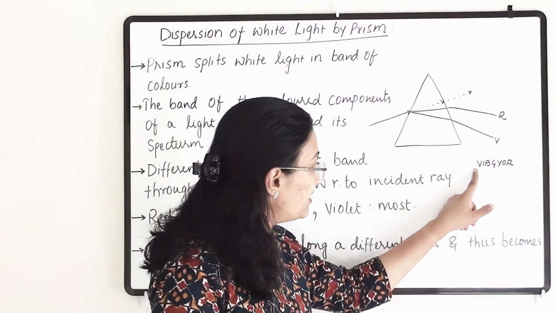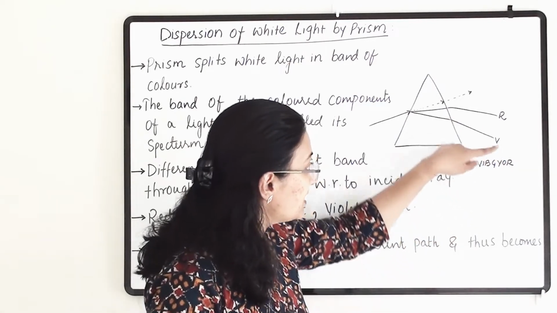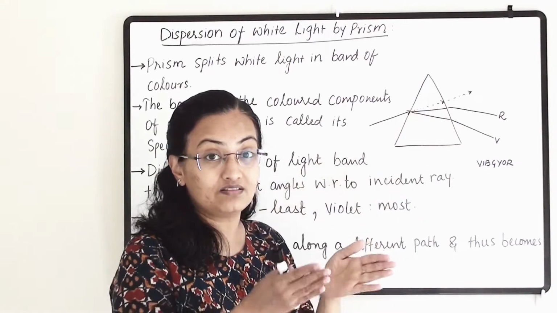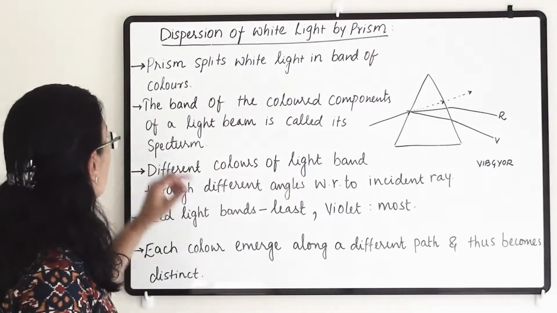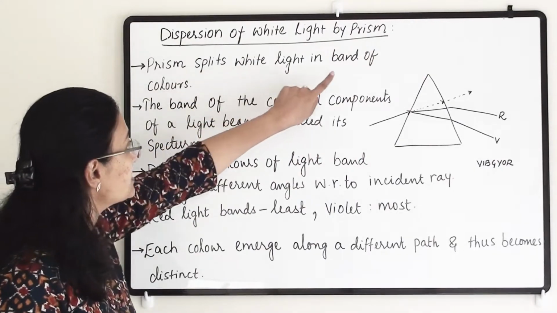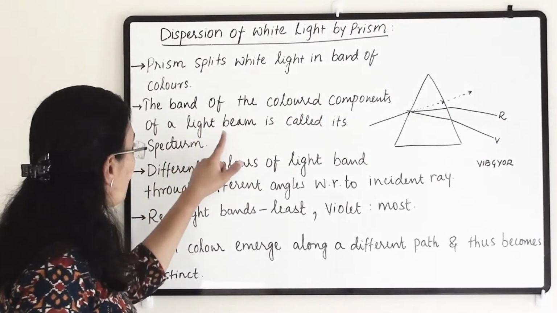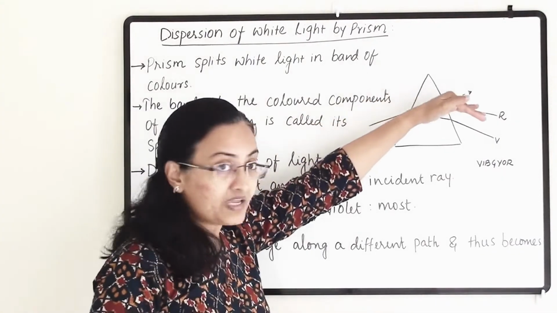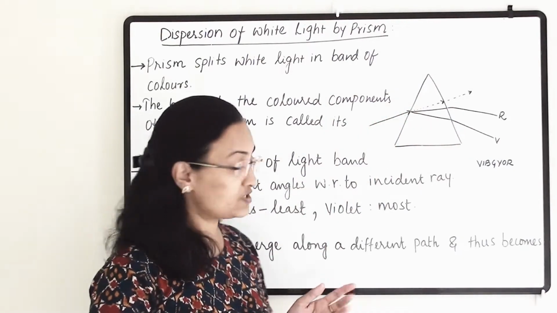So here violet, indigo, blue, green, yellow, orange and red. In this sequence we will get to see all the colors' paths distinct and separate. Let us understand this phenomenon. So the prism splits white light into a band of colors. The band of the colored components of a white beam is called its spectrum. So here we will be able to see the 7 different colors and it is known as spectrum.